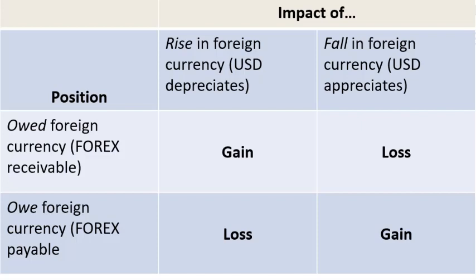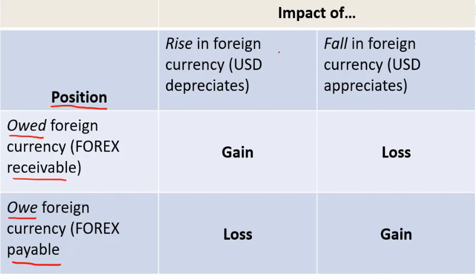And I made a table that will maybe help us think through the possible situations a business could face. So, a firm could be in one of two positions with respect to foreign currency. It could be owed foreign currency. It has foreign currency receivables, foreign exchange receivables. Or it could owe foreign currency. It has foreign exchange payables.